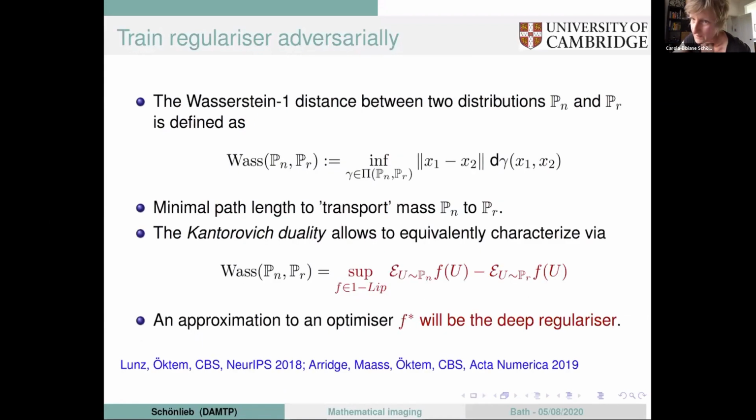And maybe I should say, this is connected to the Wasserstein distance. So we use the Wasserstein distance between those distributions as a loss function. And the Lipschitz continuity of the regularizer also comes in handy the moment we want to prove things about the approaches, about the regularizer we have trained.